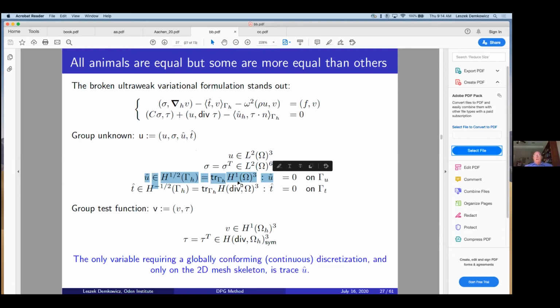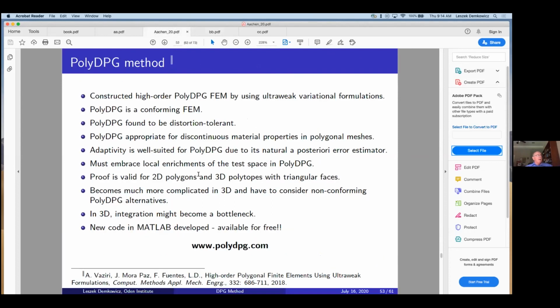So that opened up the possibility in 2D of considering general polygonal elements, because even if you have a general polygon, its boundary is just edges, and constructing a continuous approximation on edges is not a problem. Right? There's no task of constructing discretization inside of such an element. And that led to the concept of poly DPG.